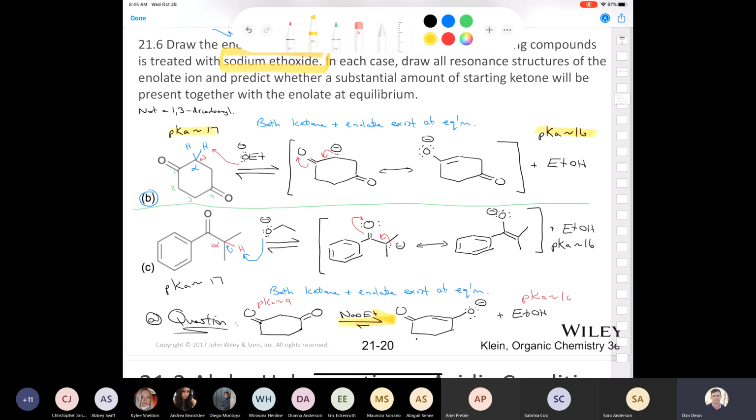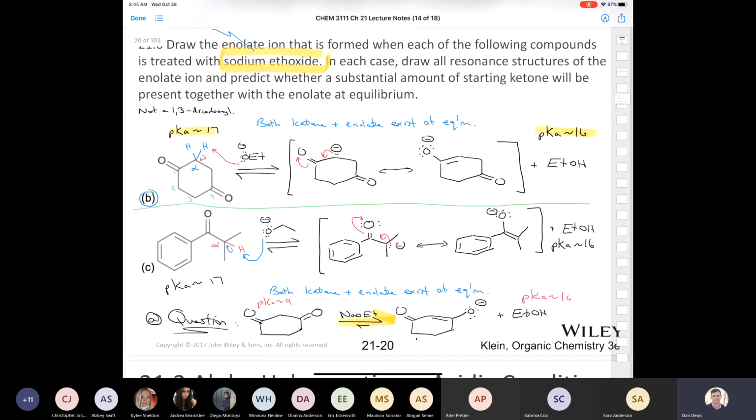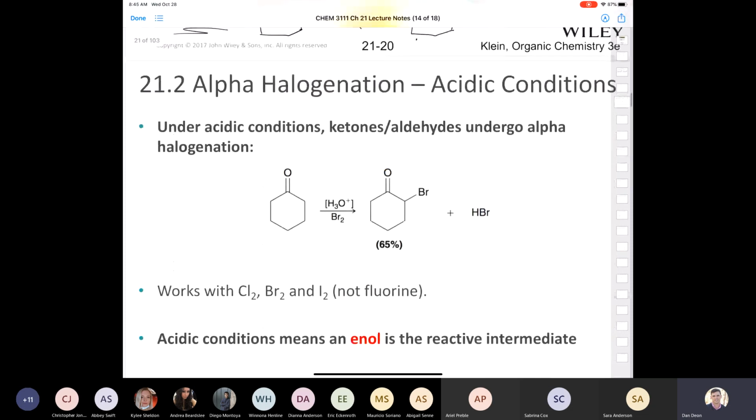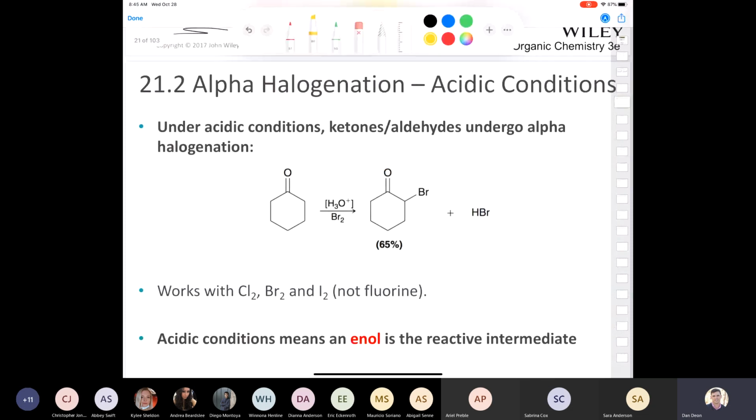What do you say? That covers section 21.1. Let's get into section 21.2. The students always like to talk about reactions. Ways to functionalize a compound. Well, if you take a ketone and you treat it under acidic conditions, and you can see that the acid is present in a catalytic amount. That's what those square brackets mean. You can take a ketone or aldehyde and convert it to an alpha halo ketone or aldehyde.